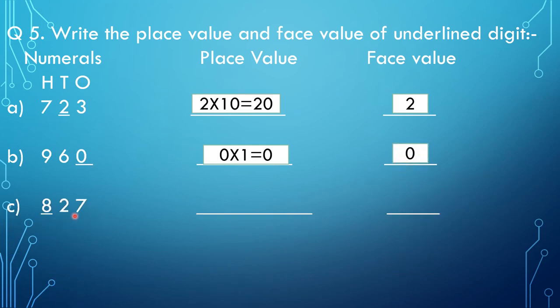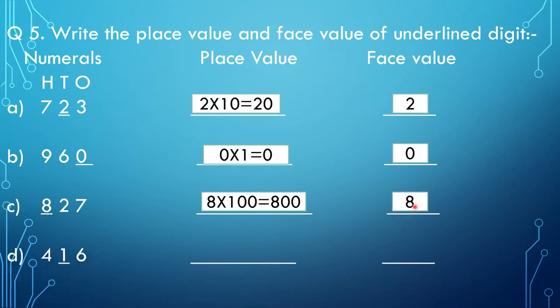Okay, now in C part 827. So here underlined digit is 8. Okay, and the place of 8 is hundreds place. Okay, so here to find out the place value we will multiply 8 by 100. So 8 multiplied by 100 is equal to 800. And what is the face value? That is 8.